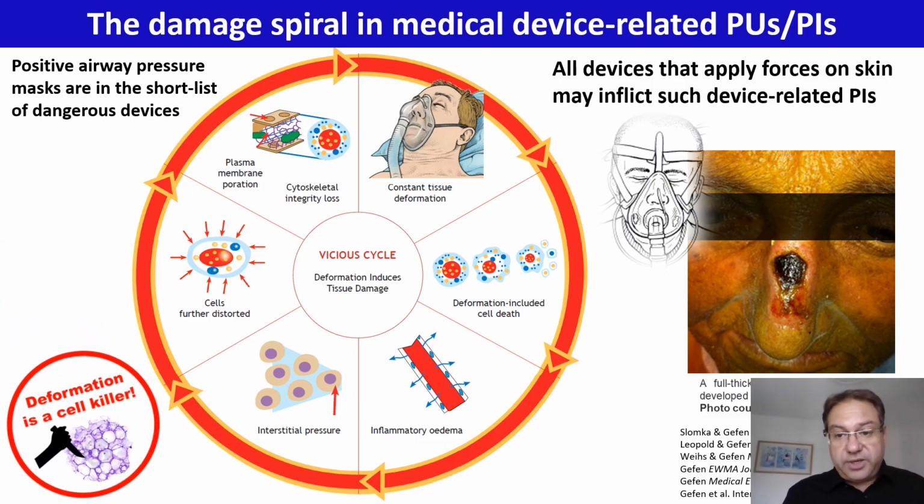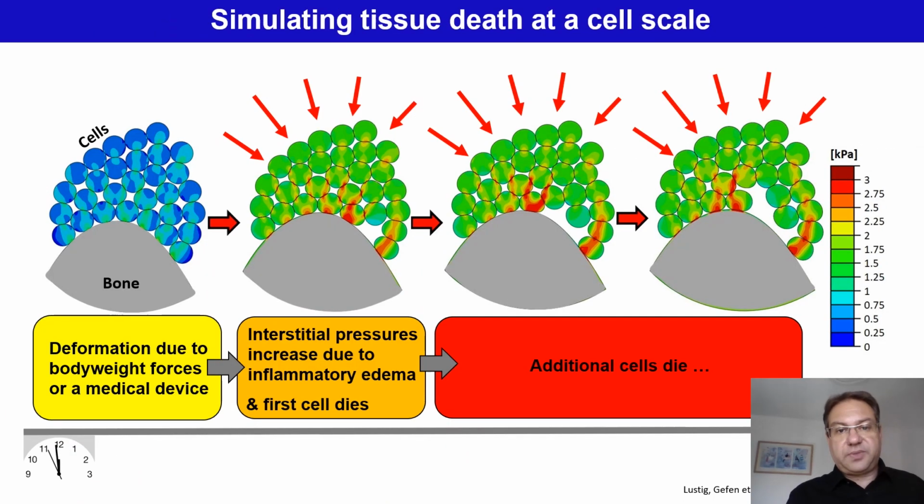It all starts with the deformation. It's really the deformation which is the primary cell killer, which is why I'm always using this logo or motto, if you wish, that deformation is a cell killer. This is a computer simulation that demonstrates the etiology of what happens when a cell dies, and then basically the other cells are left to deal with the mechanical loads that are still there, are still sustained, but with fewer cells to support them.